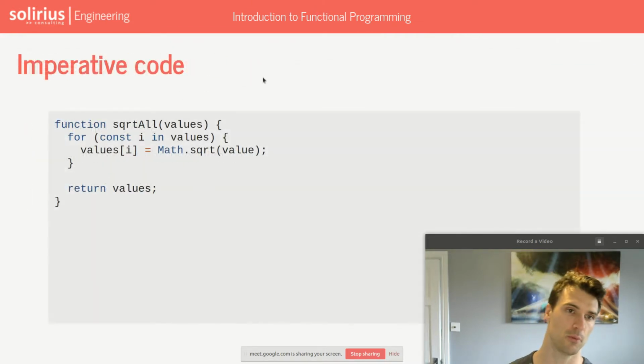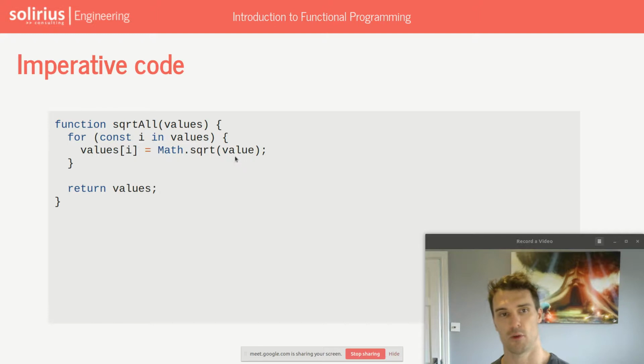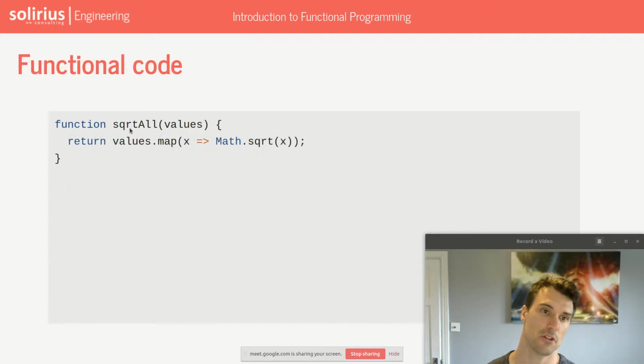So with a map example, if we wanted to square root all the values in an array, again, with some imperative code, we would iterate over that array, do the square root, put the value back in the array, and then just return the values. With functional code, we can use a higher order function here, and what we can do is use something called map, where you're essentially mapping the values in the array to a new array, and you do that with this higher order function here. So everything gets square rooted.